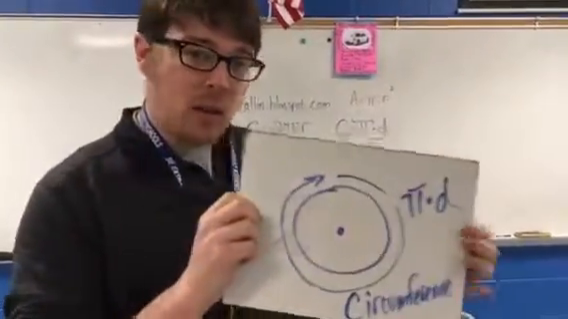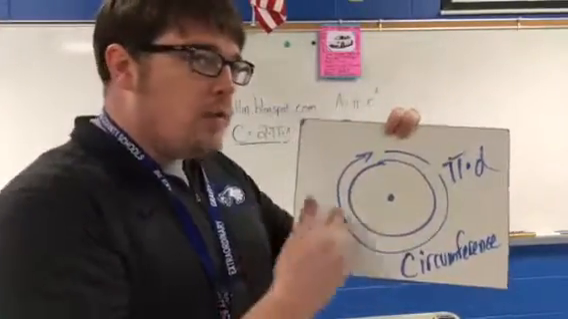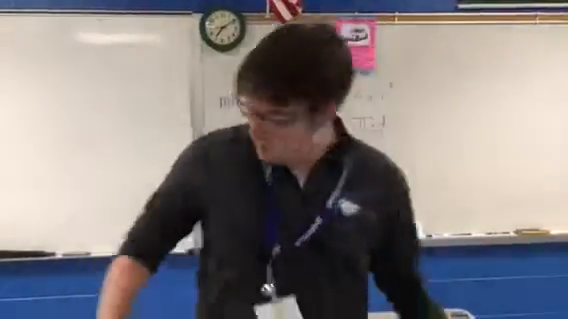Another thing that you need to know is circumference. We're going to need to know about circumference. Circumference is the distance around the circle. So if you're going to walk around the circle, you need to know the circumference of a circle.